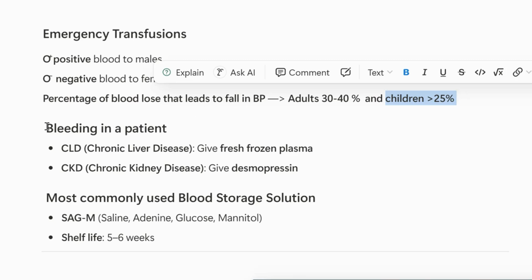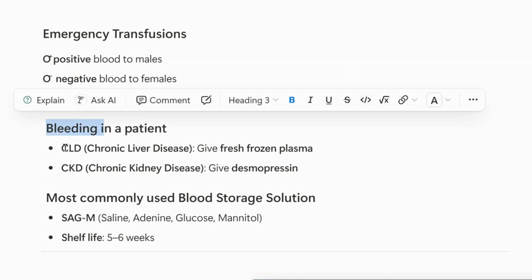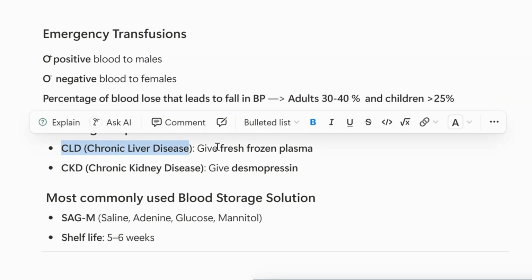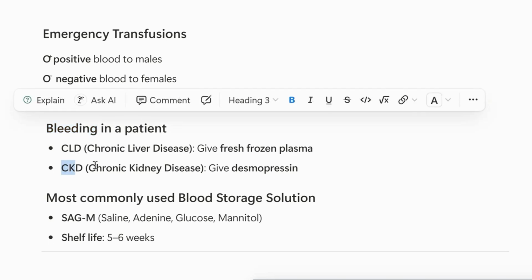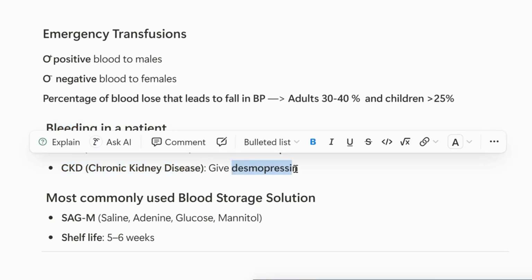So if there is a bleeding patient, what can be given? If there is bleeding in a patient and the patient is also a known case of chronic liver disease, then the management would be with fresh frozen plasma. However, if the MCQ says that there is a bleeding trauma patient and he is a known case of chronic kidney disease, then in that case, the answer will be desmopressin.